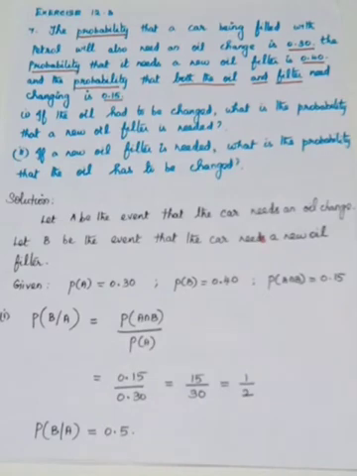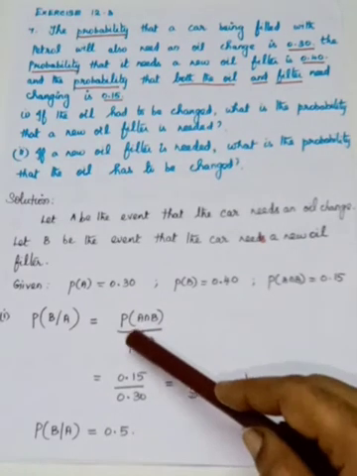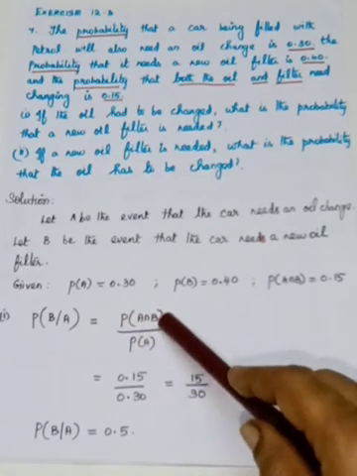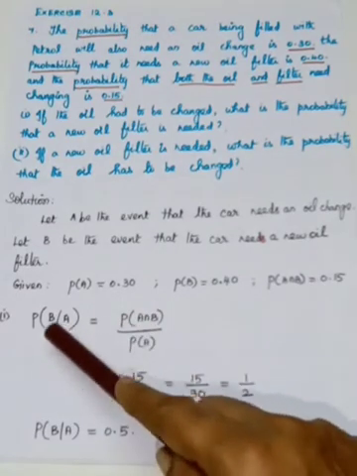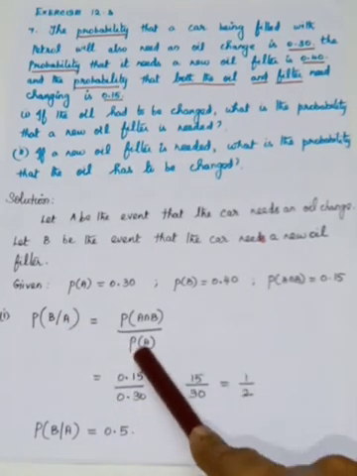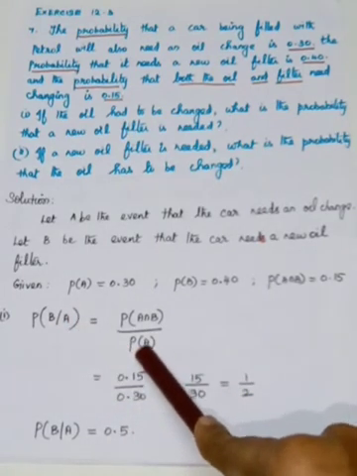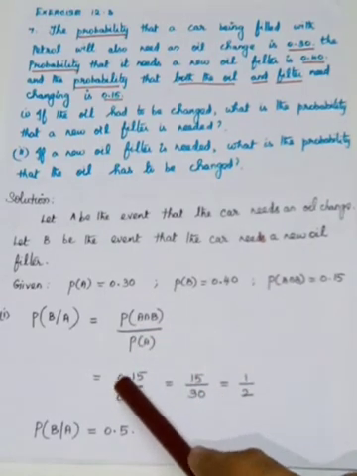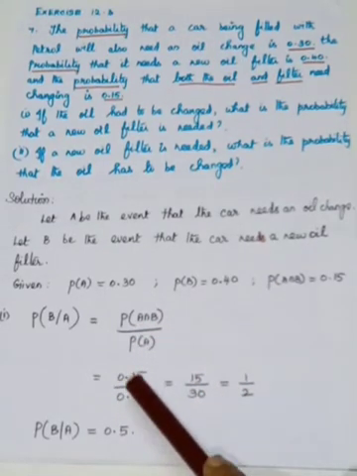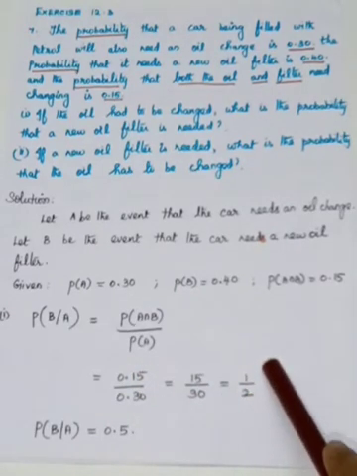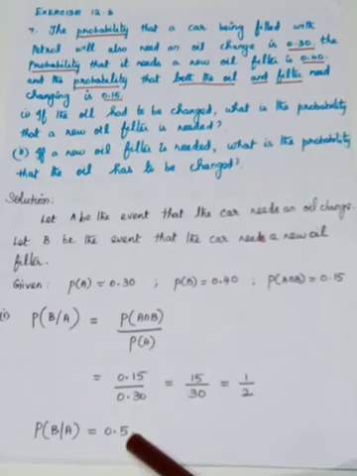Here we are applying it. So P of B by A, what is the formula? P of B intersection A, or P of A intersection B, divided by P of A. Here the given event has to be placed in the denominator. So P of A intersection B is 0.15 divided by 0.30. So it is nothing but 15 by 30, so it is 1 by 2. This 1 by 2 can be written as 0.5.